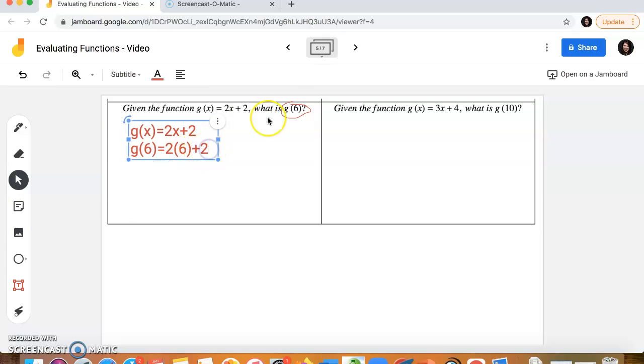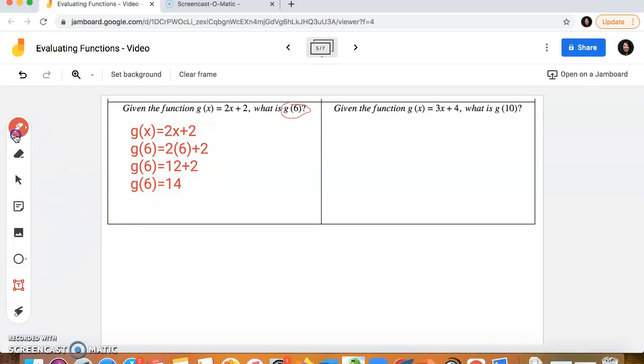And then again, just like before, we're not going to mess with the part on the left. The part on the left is just our function notation. It's like saying y equals, and we just simplify. We do multiplication first. 2 times 6 is 12, and then we add the 2 and we get 14. And that is our answer right here. All right, on to the next one. I know I'm going fast, but it's because I don't want to make the video too long.